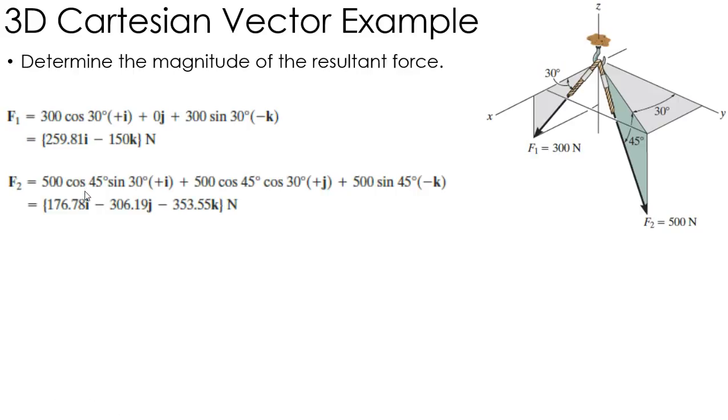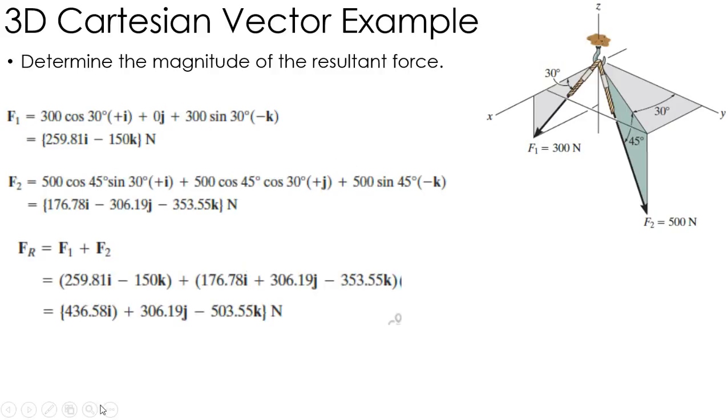Now, in order to find the resultant, I simply sum up my i's, sum up my j's, and sum up my k's, as shown here. So here's F1 calculated up here, and here's F2. So I take i plus i, 0 plus this j, and then this k plus this k, and I get this as my resultant force.